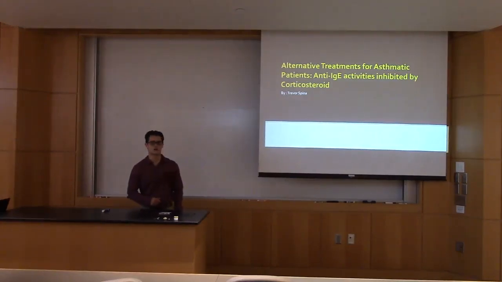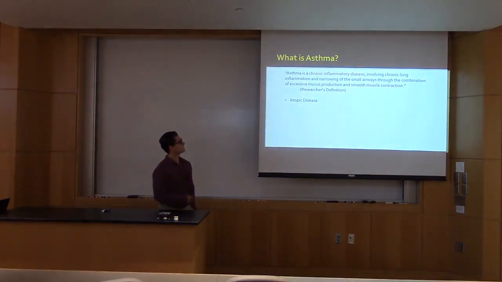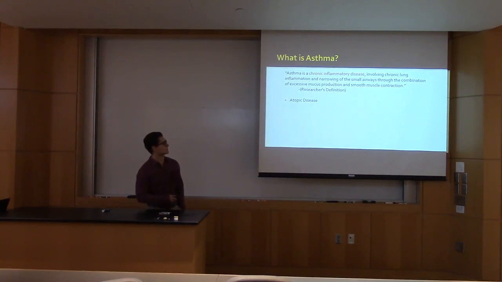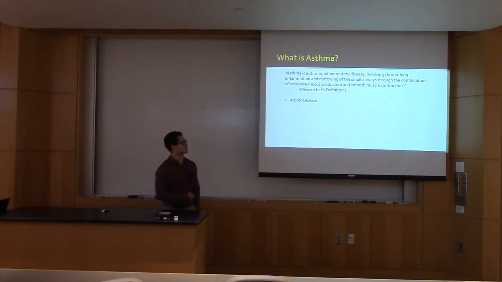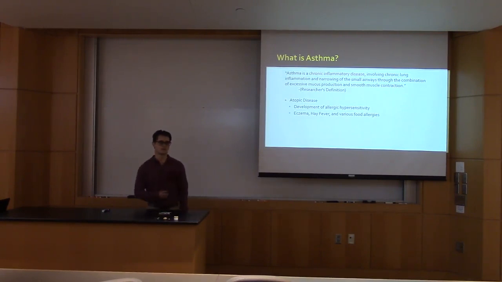Asthmatic patients and how corticosteroids actually block anti-IgE activities. So I'm going to talk a little bit about the researcher's definition of asthma. Asthma is a chronic inflammatory disease involving chronic lung inflammation and narrowing of the small airways through the combination of excess mucus production and smooth muscle contraction. Asthma is an atopic disease, which is the development of an allergic hypersensitivity, and some examples of atopic diseases are eczema, hay fever, and various food allergies.